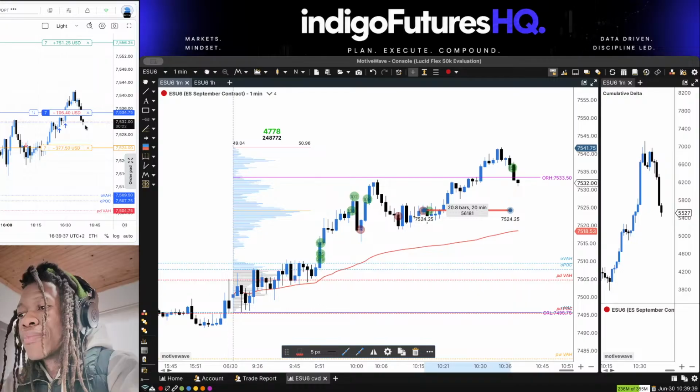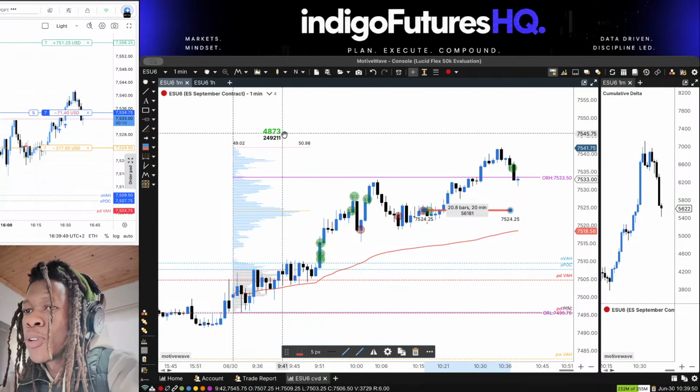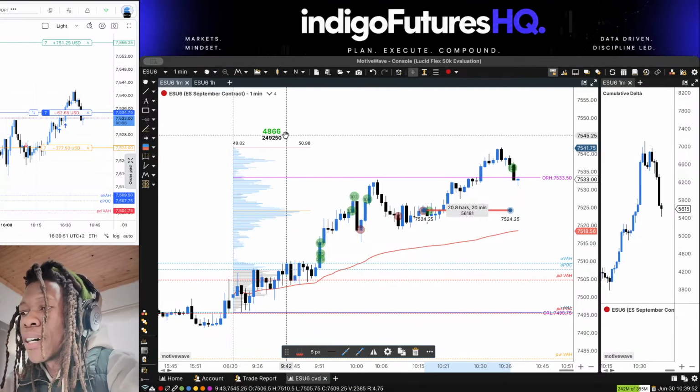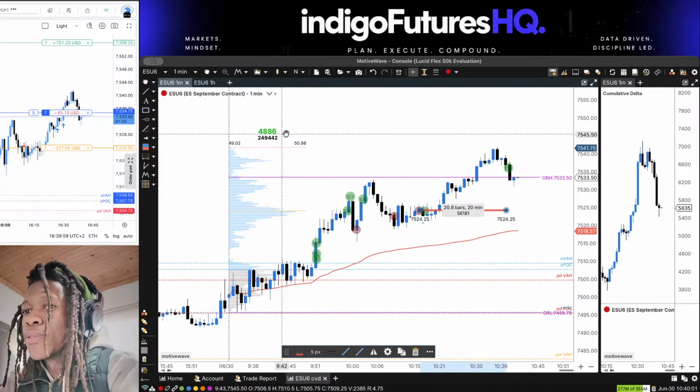Here we go, initial balance. Do we hold this or do we go to VWAP? Need this number to shift back into the 5,000s. Otherwise, yeah, it's goodbye and it's good night. 4.8, 4.8, 4,700, 4.9.